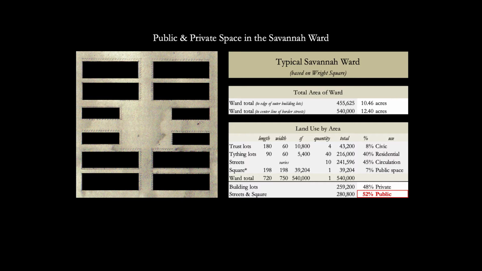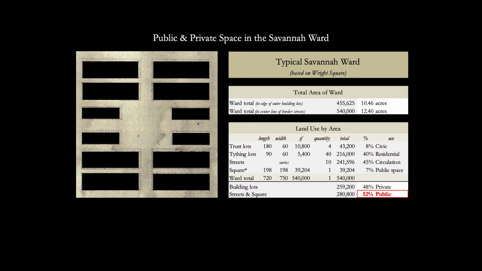If we measure to the center of the streets on either side, which is probably fair, maybe 12 acres is what we'll call it. If you count the building lots and subtract that from the street and the squares, something rather remarkable happens. That is, 52% of the Savannah plan is public space. It's not privately owned, but in the public realm. This is another feature of the plan that astounds us in a number of ways.